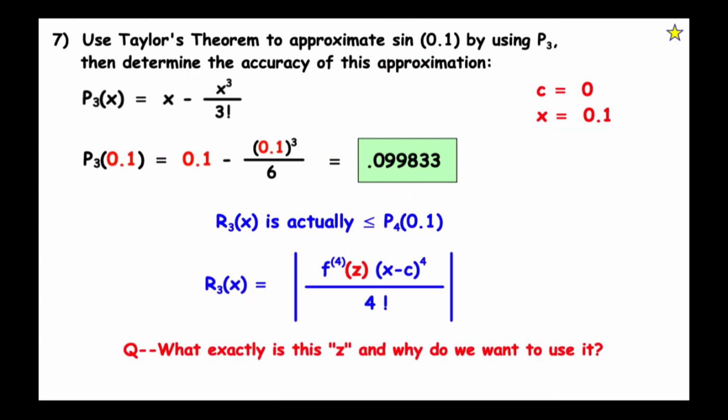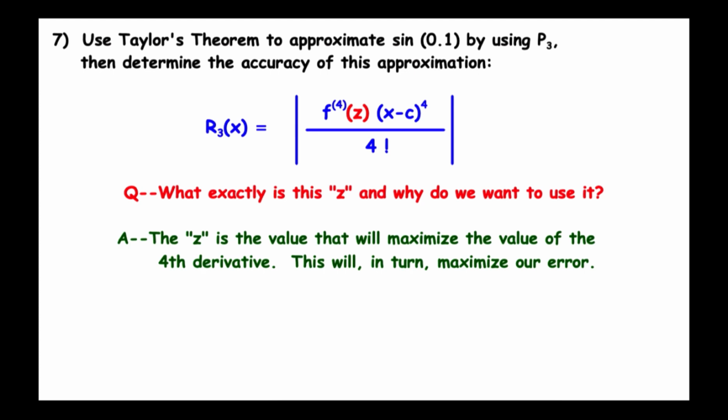So my big question as a student and as a teacher was, what's the deal with this z? What's it doing there, and what do I need? What do I care about it? It's a fair question. And again, I go back to my analogy about the gas bill. I want to pick something here that's going to make this derivative as large as possible. In turn, that'll maximize the entire fraction, which will maximize the remainder polynomial, which is the error. So I want to maximize the error.